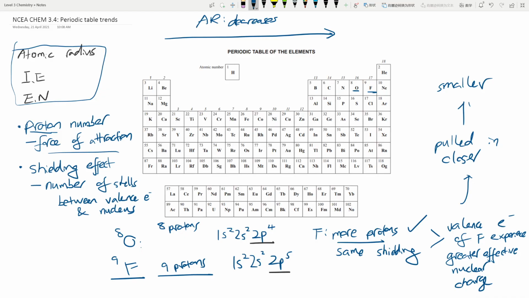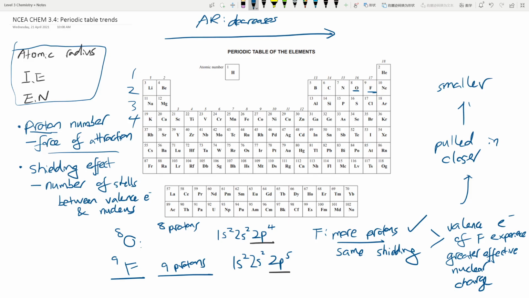But the shielding effect is the same for the valence electrons, because you can write down the s, p, d electron configuration for all of these elements in the same period. This is period 1, period 2, period 3, period 4. If they're in the same period, that means they have the valence electrons in the same energy level, so there's no extra shielding effect. Okay, so that's how it works.